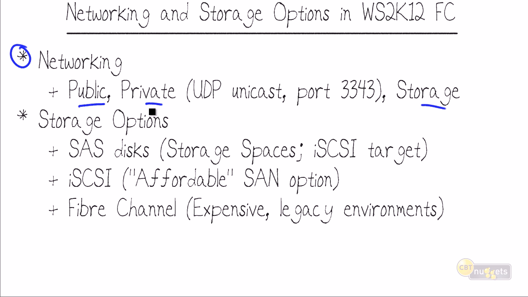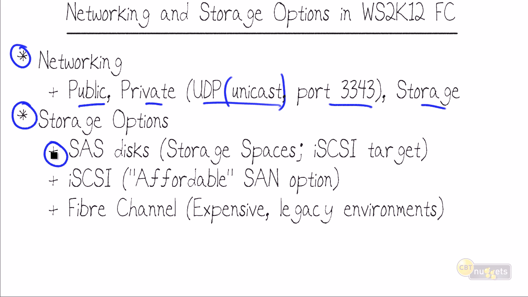Those heartbeat messages, remember from NLB, go out once a second, and 5 consecutive misses on a heartbeat means that that node is offline. Heartbeats use UDP unicast. It's nice that we're not doing broadcast like we used to. This is going to cut down on just noise and chatter, and the heartbeat messages operate on port 3343. That's just FYI.